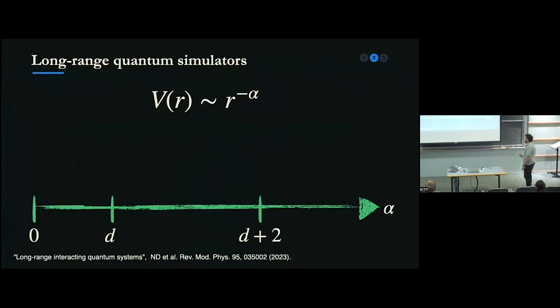Okay, so basically, during the program in the last few weeks, we had a lot of talks which summarize a little bit the status of long-range interacting systems, especially in the quantum regime. But for the sake of the people in the audience that were not at the program, which you can still listen to some of the talks online, let me recapitulate.